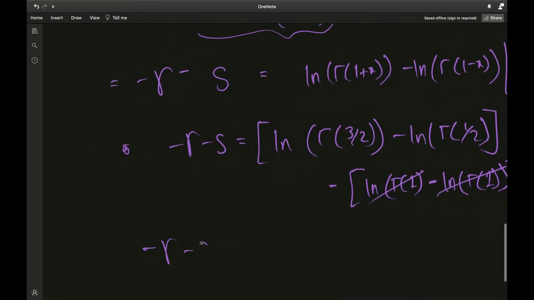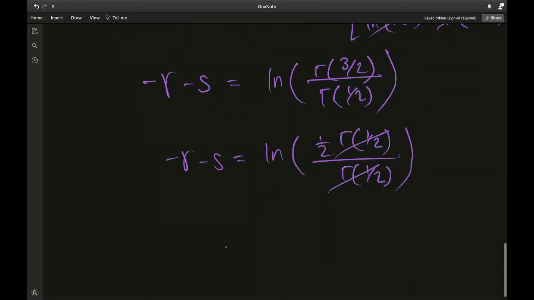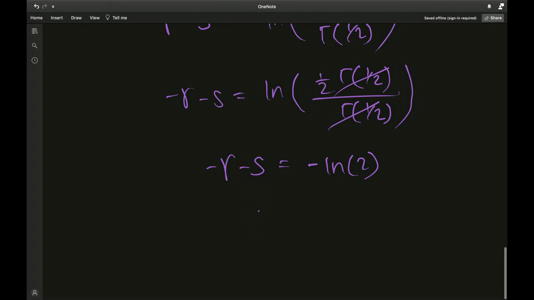Here we have minus Euler-Mascheroni minus S is equal to natural log of gamma of 3 over 2 divided by gamma of 1 half. This is just using log properties, and now I can use the recurrence relation of the gamma function to write 1 half times gamma of 1 half in place of gamma of 3 over 2. So the gamma of 1 half terms cancel off. Minus Euler-Mascheroni minus S is equal to natural log of half, which is negative natural log of 2. So our sum S now becomes natural log of 2 minus Euler-Mascheroni constant.